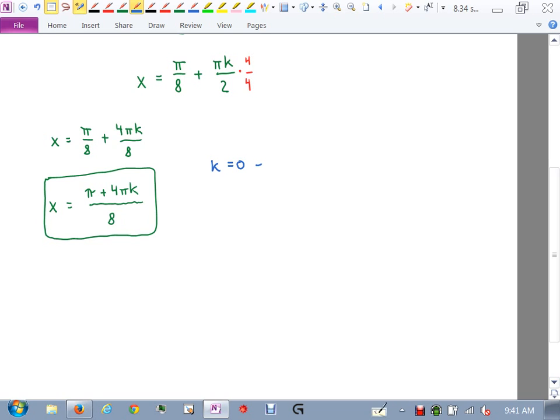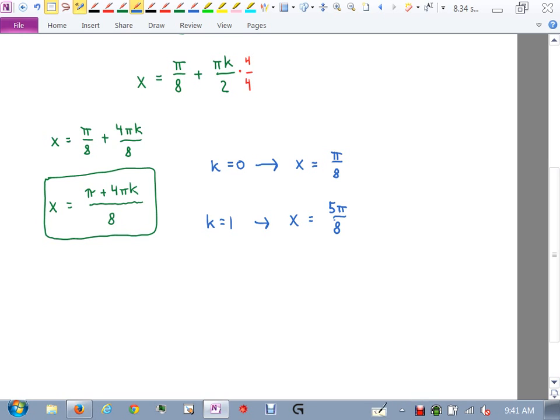If k is 0, let's see how quickly we can spit out an answer. If that zeroes out, right, then you just get what? Pi over 8. Is that inside 0 to pi? Is that inside that interval? Yes. Let k be 1. If k is 1, what happens here? We get 4 pi's. We add a pi, so now we have 5 pi's. 5 pi over 8. Is that inside 0 to pi? Yes, because 5 divided by 8 is not bigger than 2.